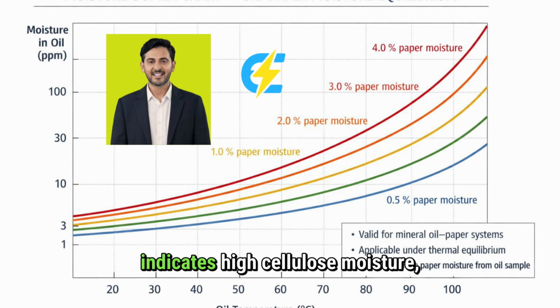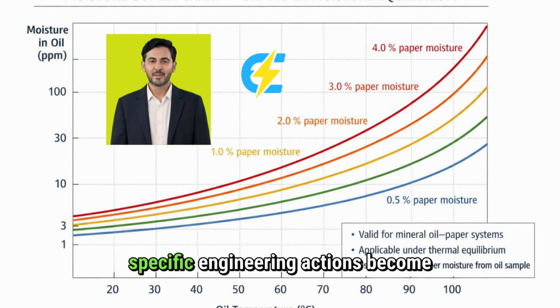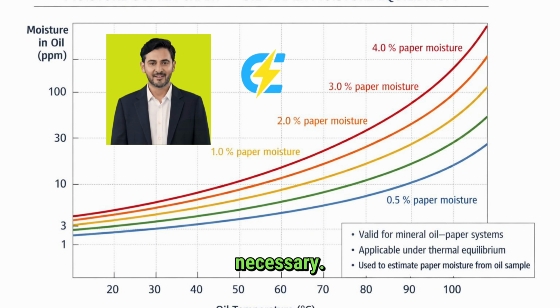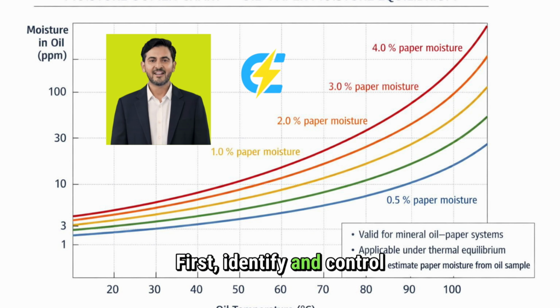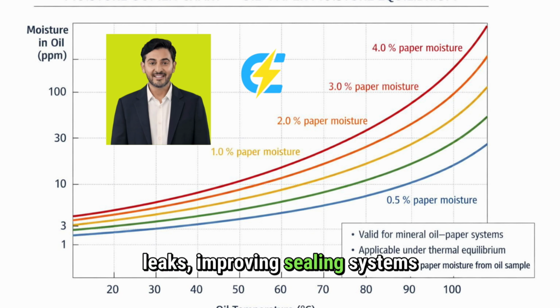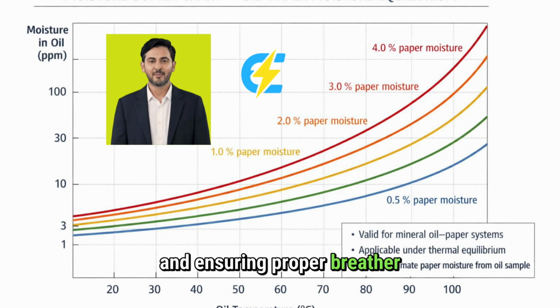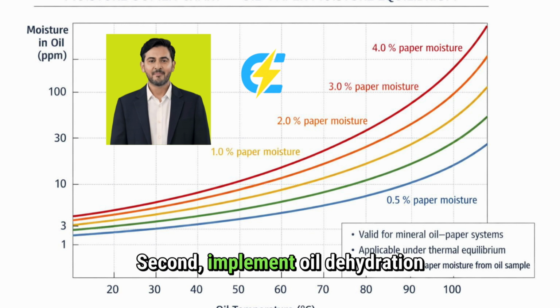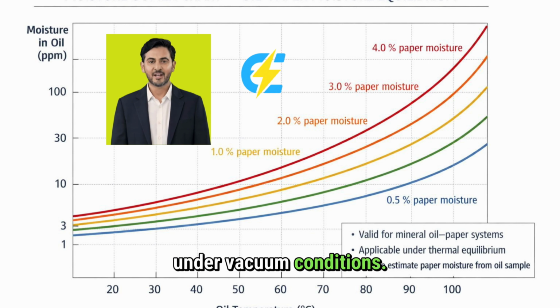When the Oommen chart indicates high cellulose moisture, specific engineering actions become necessary. First, identify and control moisture sources. This includes checking for leaks, improving sealing systems, and ensuring proper breather maintenance. Second, implement oil dehydration under vacuum conditions. This process can help remove moisture from both oil and paper, though paper drying is a slow process that requires patience.